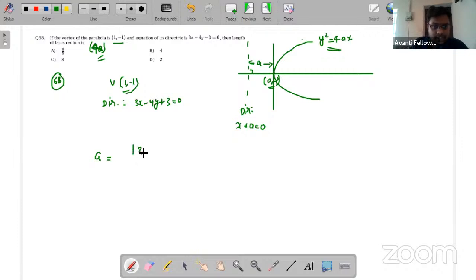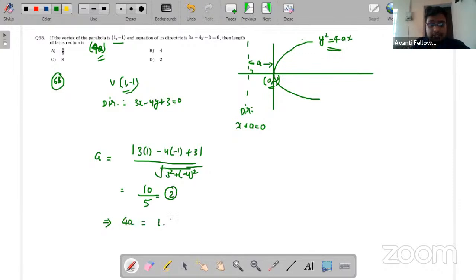So modulus of 3 into 1 minus 4 into minus 1 plus 3 upon root over 3 square plus minus 4 square. That value will be 3 plus 4, 7, 7 plus 3, 10, 10 upon, this is 9 plus 16, 25, root 25 is 5. So a we are getting is 2. But we need to find the length of latus rectum. Length of latus rectum means LLR, LLR means 4a, which is 8. So 8 will be my answer. Hence option C is correct.